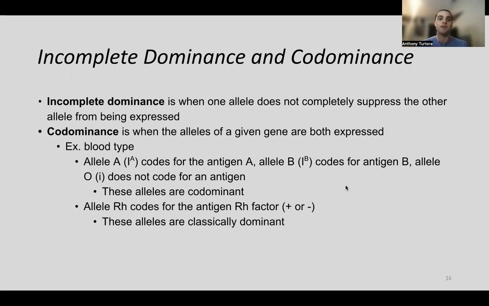We have allele A codes for antigen A. Allele B codes for antigen B. And then the allele O, which can also be expressed as lowercase i, does not code for an antigen. And then again, as we discussed, the allele Rh codes for the antigen Rh factor, which is the rhesus factor. And these alleles are classically dominant.